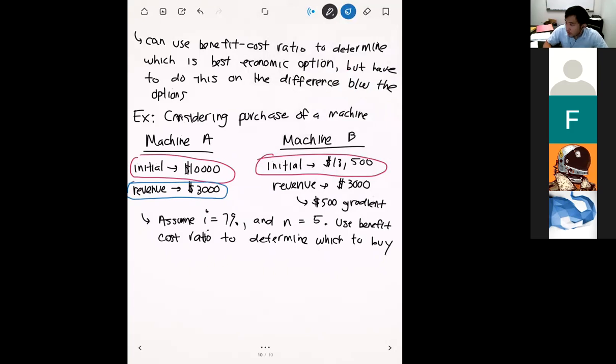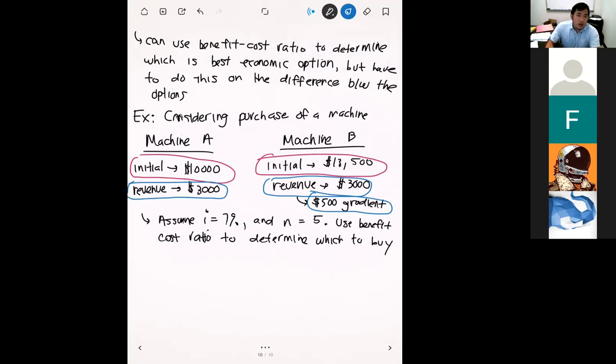And then the benefits are going to be in blue. In both cases, we have a revenue of $3,000, and that's going to be in blue. We also have a gradient benefit for machine B, and I'm going to circle that one in blue as well.